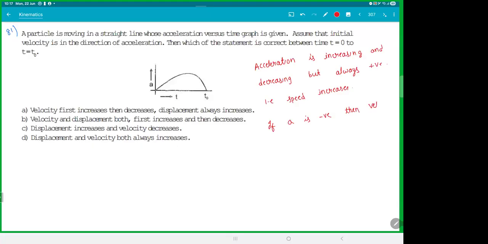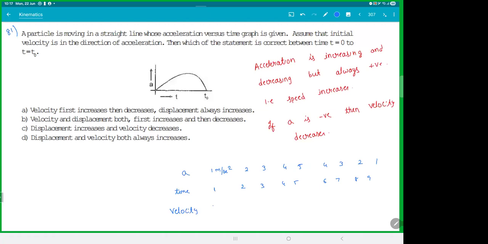Then velocity decreases. Think of it like this, just some random numbers. Let's say this is acceleration: 1 meter per second square, 2, 3, 4, 5, 4, 3, 2, 1. So A is increasing and decreasing. Time, let's say 1 second, 2 seconds, 3, 4, 5, 6, 7, 8, 9. Look at the velocity.